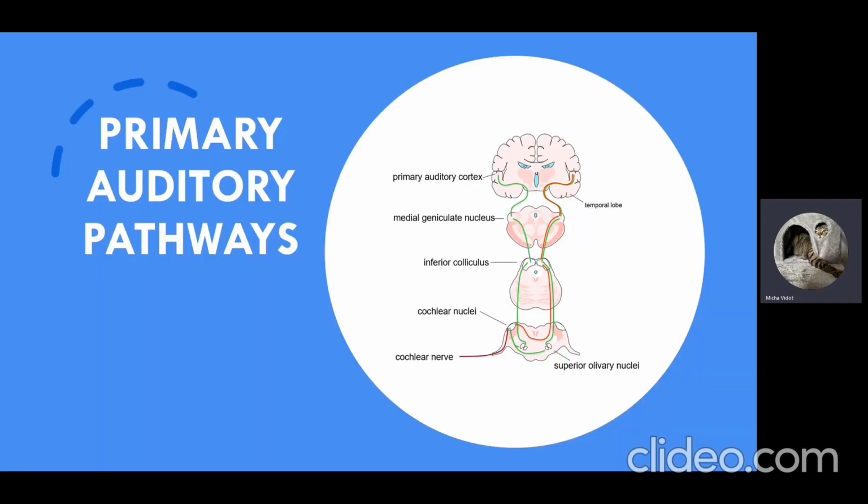For the primary auditory pathway, the cochlear afferent projects to the cochlear nuclei, which then project contralaterally to the inferior colliculus of the brainstem. This then projects to the medial geniculate nucleus of the thalamus, which projects to the primary auditory cortex in the temporal lobe. The auditory pathway is tonotopically organized so that information from the apex of the basilar membrane, which is those low frequencies, goes to the anterior part of the auditory cortex, and so on.